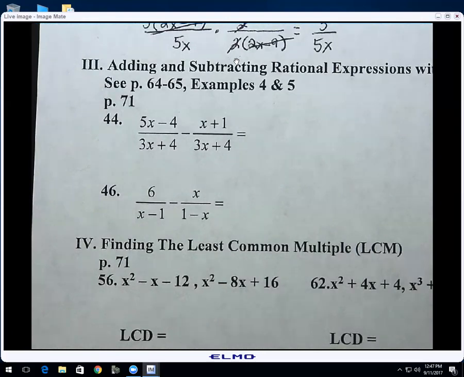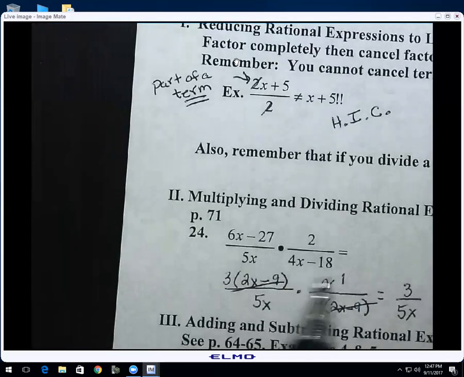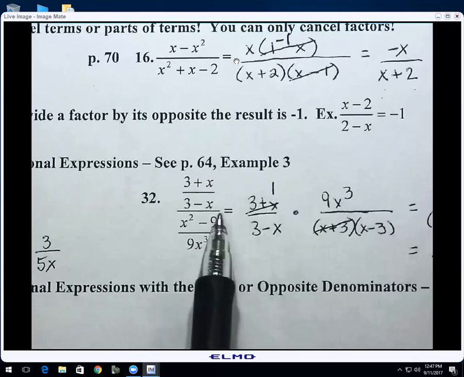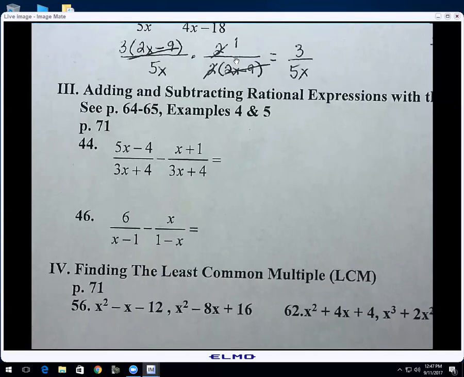What do you have to do to add and subtract that you don't have to do to multiply and divide? Common denominator. We didn't have to have a common denominator to multiply these. We didn't have to have a common denominator to divide these. But when you add and subtract fractions, you have to have the same denominator.